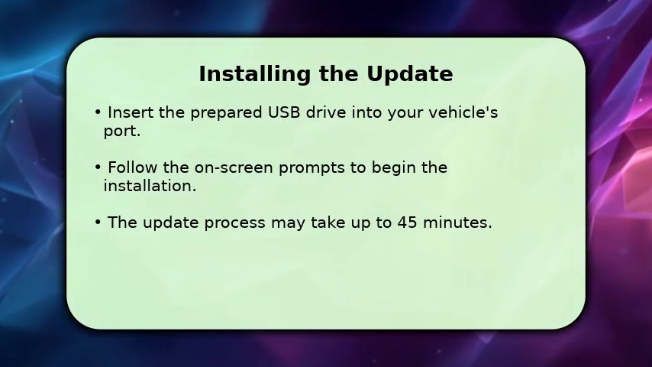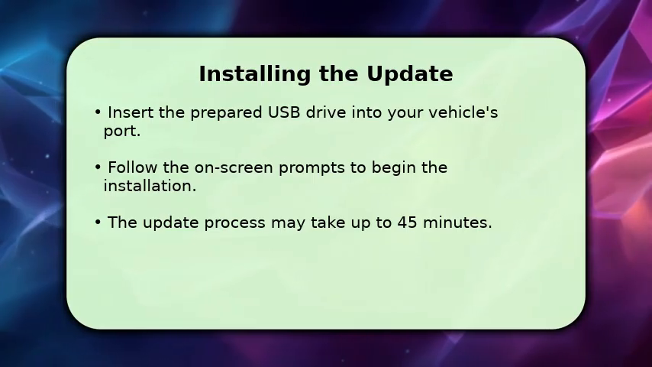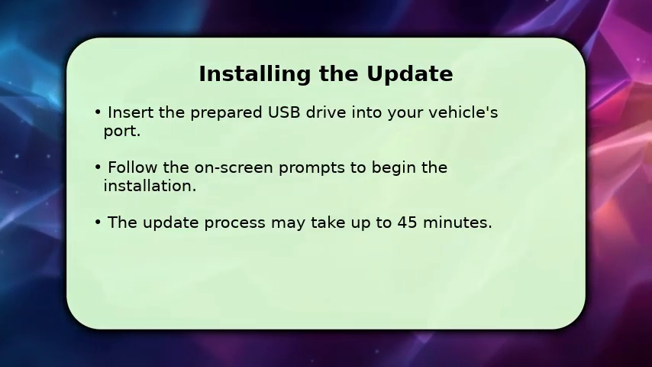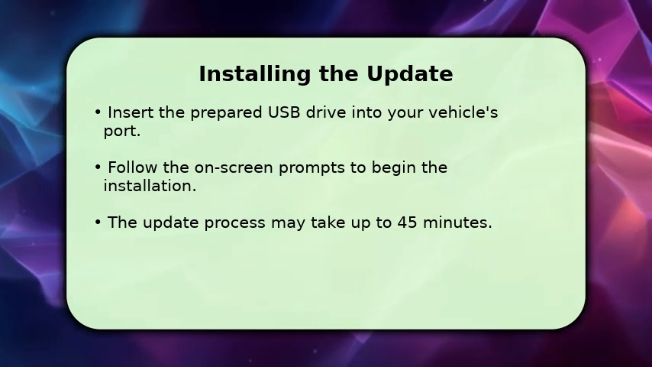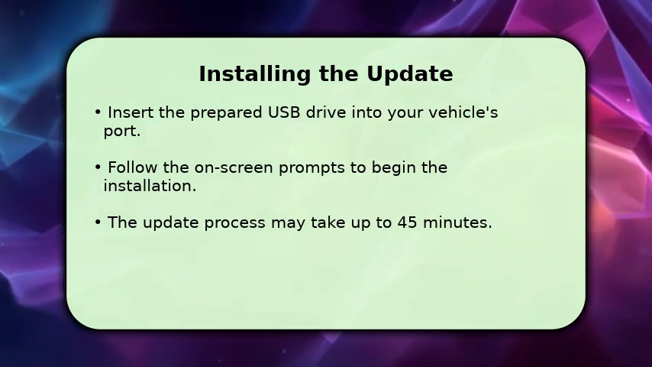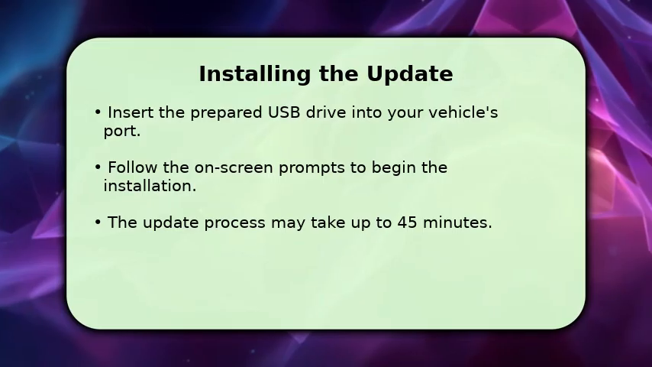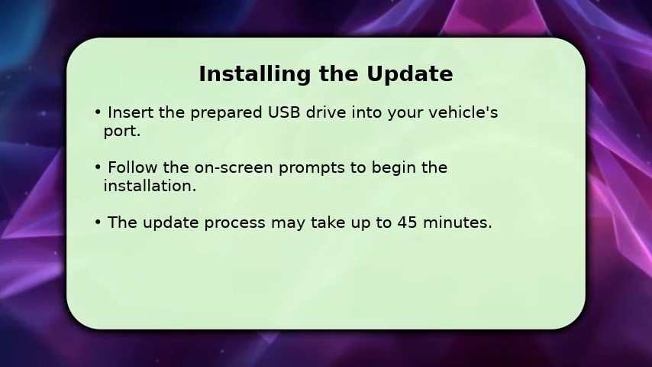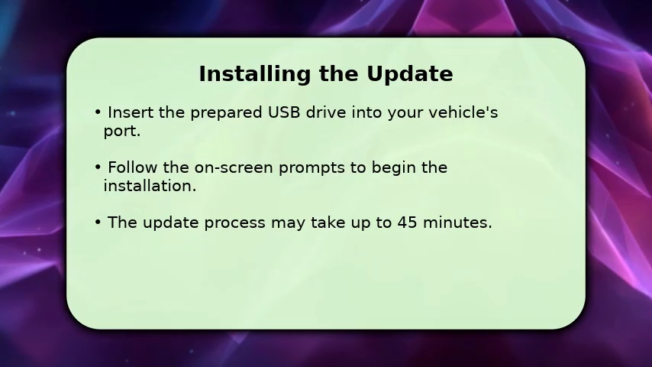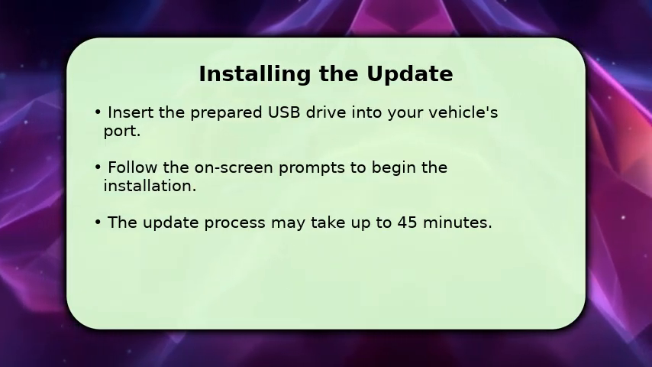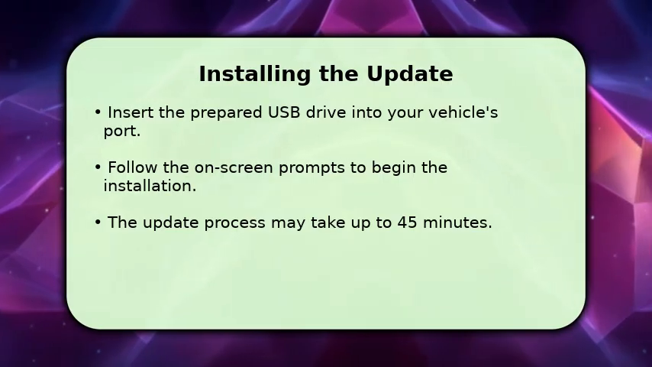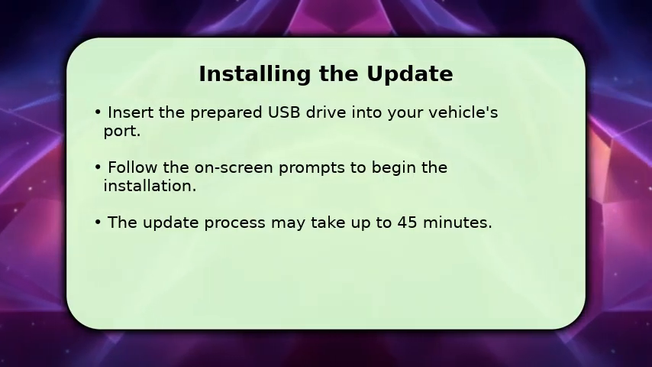Once your USB drive is ready, insert it into your Ford Ecosport's USB port. The system should automatically detect the update files. Follow the clear on-screen instructions to initiate the installation. It's important to keep your vehicle running during this time, as the update can take up to 45 minutes. Do not remove the USB drive until the process is fully complete.